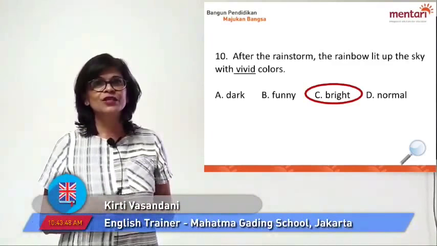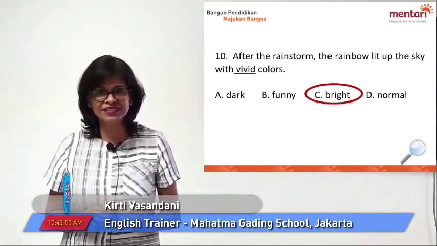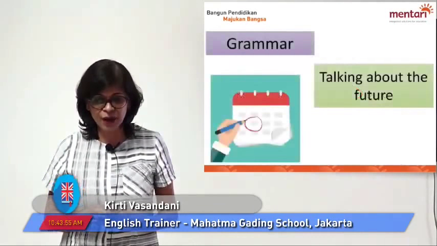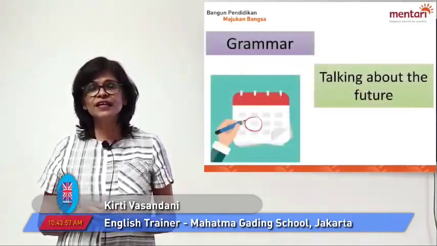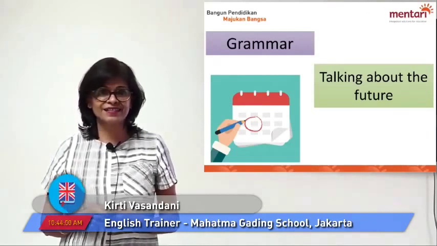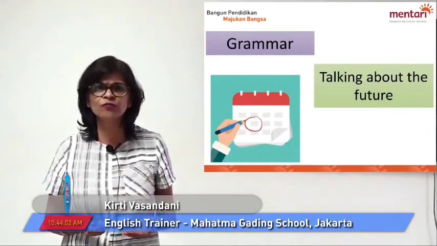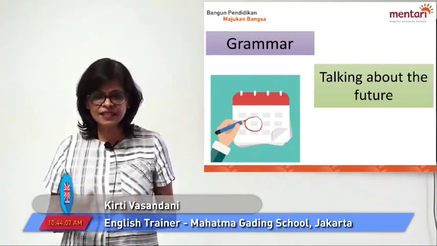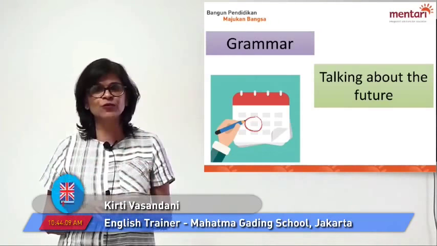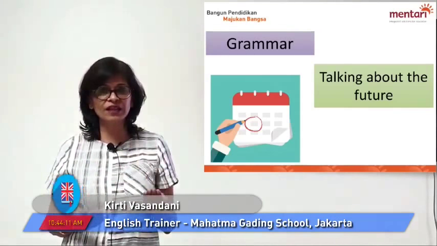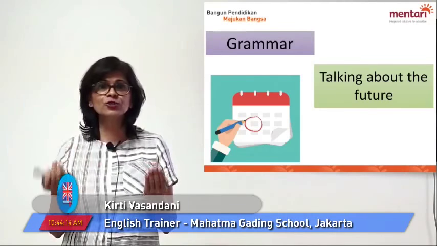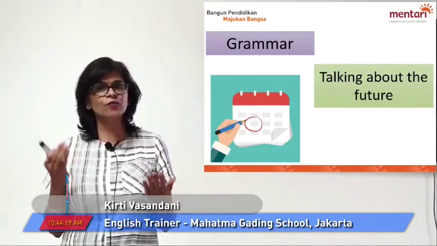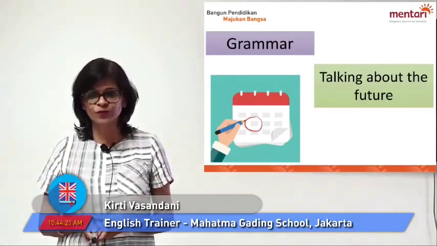Now, we shall proceed to the third part. It is grammar. We are going to start grammar. The topic for today is the future tense. When we talk of future, we know we have to use will. But here we are going to differentiate between future tense will and going to. What is the difference? When do we use will and when do we use going to?